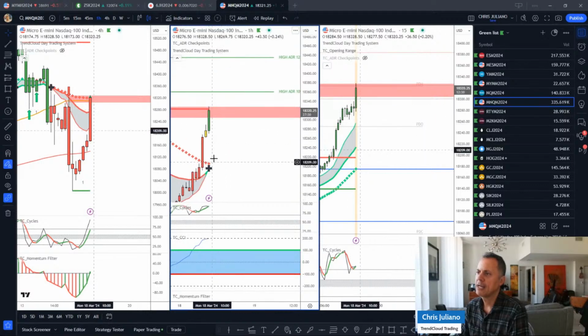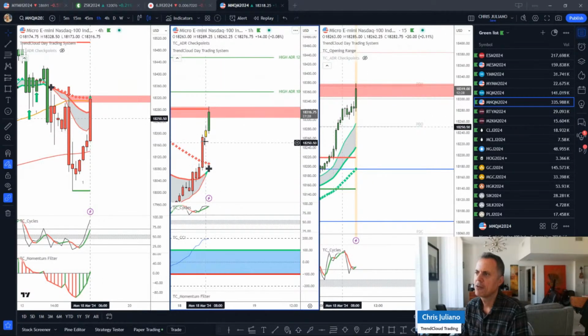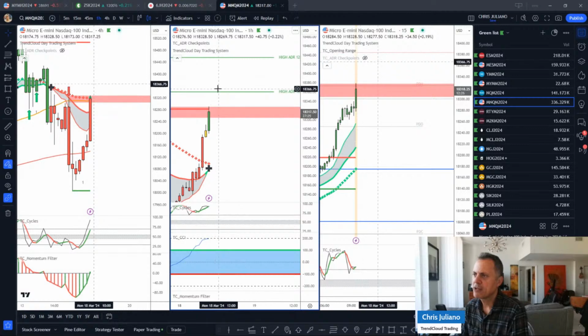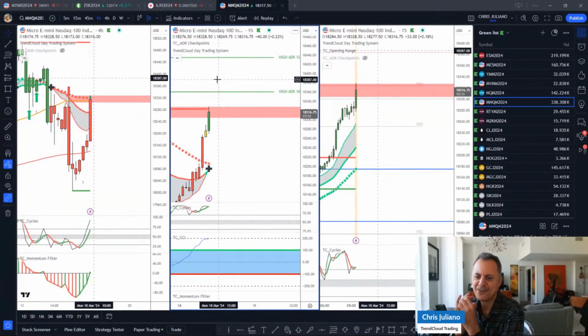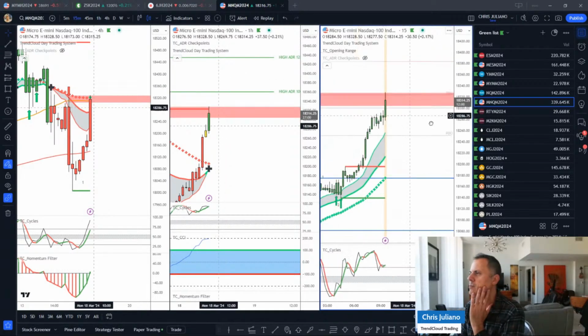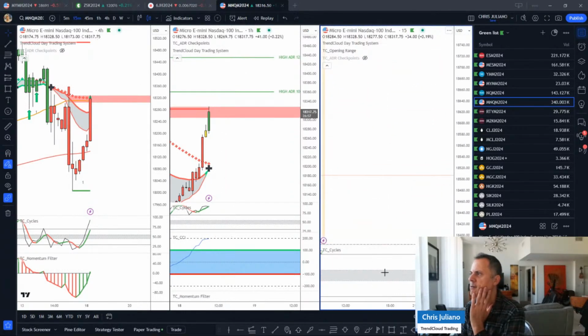So in this particular case, if we break through and we break past this ADR checkpoint, most likely that's the end of it, unfortunately, right? So we don't want to get involved with trades that have already hit that ADR checkpoint. But we did break through that structure, and we've got, where the heck is it? There we go.